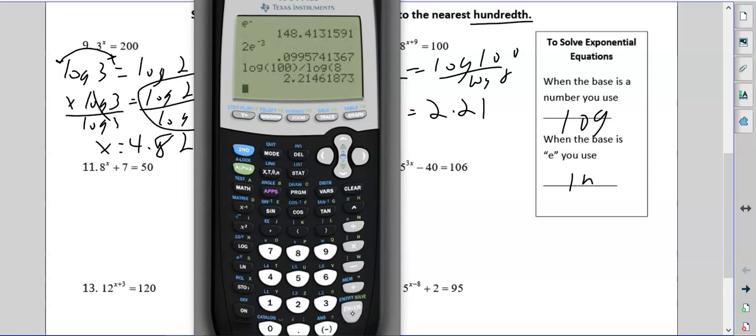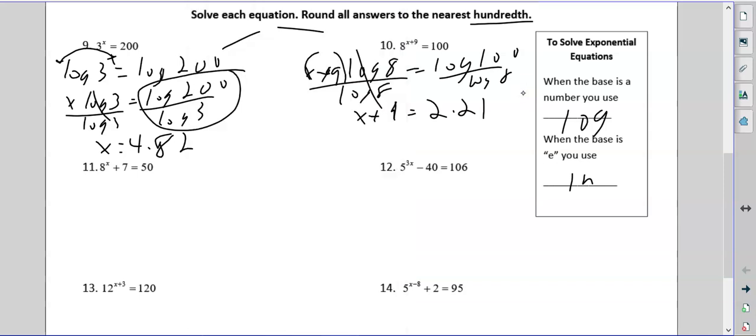I'll show you why. If you hit log 100 and don't hit the parentheses, you're actually taking a log of 100 divided by log 8, which is a different number. Slightly different number in this case, but it's a different number. So always make sure you close those parentheses. And now when I subtract 9, I'm going to get x equals negative 6.79.